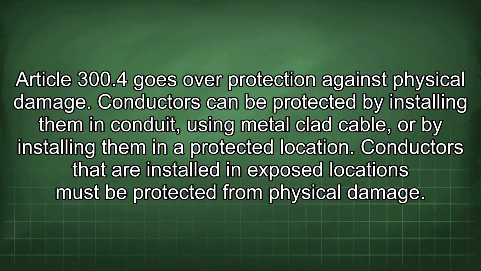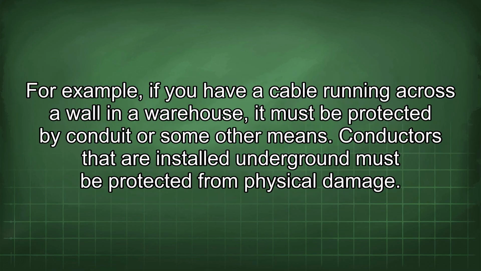Conductors can be protected by installing them in conduit, using metal-clad cable, or by installing them in a protected location. Conductors that are installed in exposed locations must be protected from physical damage. For example, if you have a cable running across a wall in a warehouse, it must be protected by conduit or some other means. Conductors that are installed underground must be protected from physical damage.